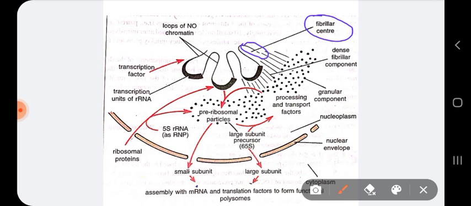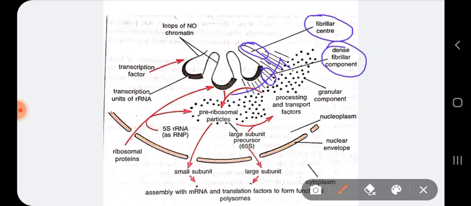Then there is a dense fibrillar component, which is also found within the nucleolus. The dense fibrillar region surrounds the fibrillar center. You can see long strip-like lines shown. These are the dense fibrillar component. This region surrounds the fibrillar center, and RNA synthesis progresses in this region. Ribosomal proteins also bind to the transcripts in these regions.